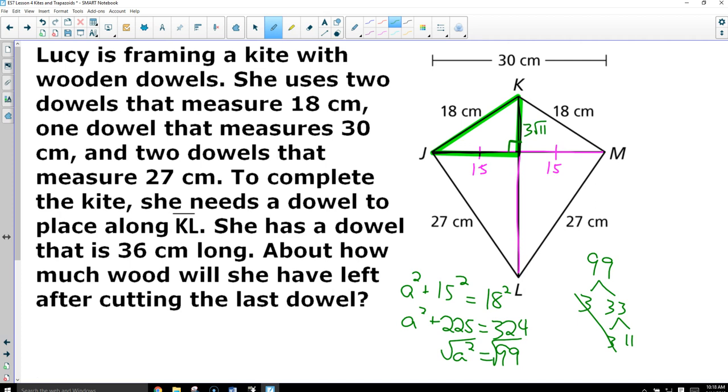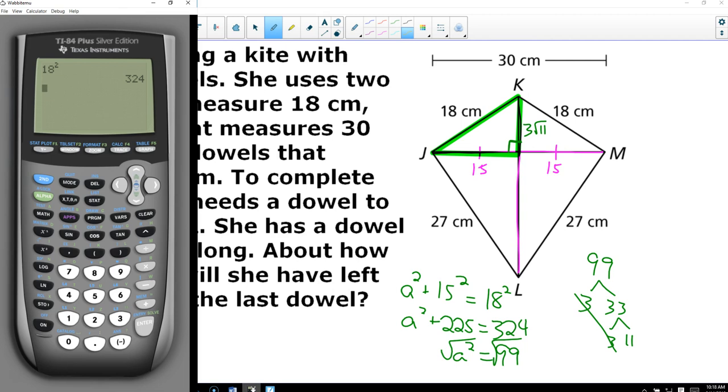But this is a word problem, so that probably doesn't make the most sense to us. So I'm actually going to pull up my calculator here, and I'm going to take the square root of 99, and we'll realize the square root of 99 is just under 10. We get 9.95. So equals 9.95. Now that doesn't give me the whole dowel, that just gives me this side of the right triangle. I need to do the same thing for this bottom triangle. So I'm going to highlight that here in blue for you.